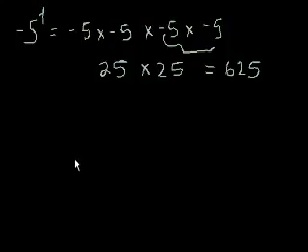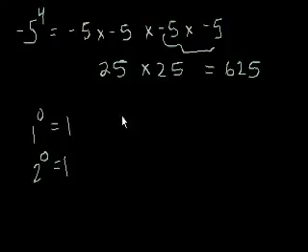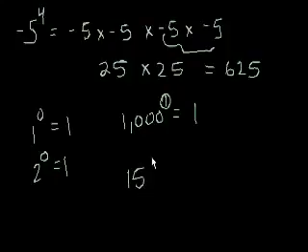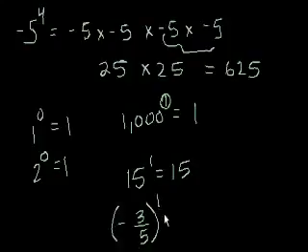I'll maybe do another module on explaining why this works out intuitively. But one thing to remember is anything to the 0th power equals 1. So 1 to the 0 power equals 1. 2 to the 0 power equals 1. 1,000 to the 0 power equals 1. And anything to the first power just equals the number. So 15 to the first power equals 15. Negative 3/5 to the first power equals negative 3/5.